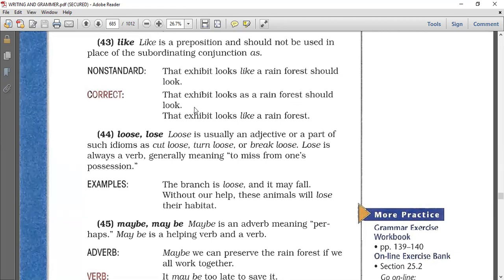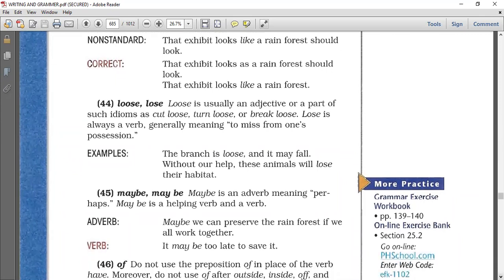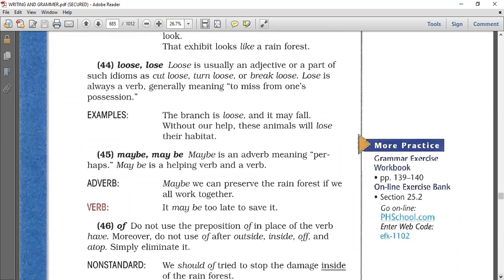A rainforest should look... But after "like," we need a noun, or: I want to be a doctor like my father. Don't use "as" here. Okay? I want to be a doctor. If you can use "as" here, you can say "as my father does," meaning my father also wants me to be a doctor. So after "as" we use a clause; after "like" we use a noun, it's just a preposition.